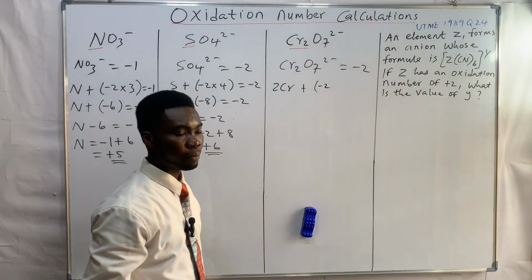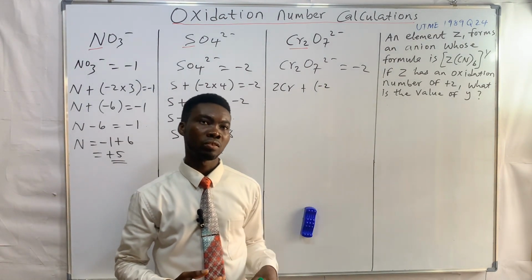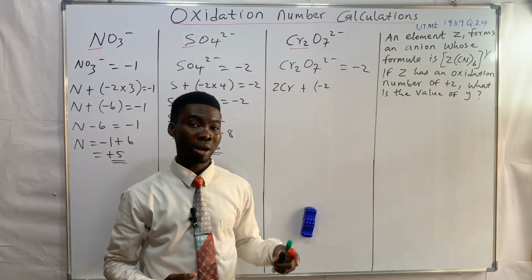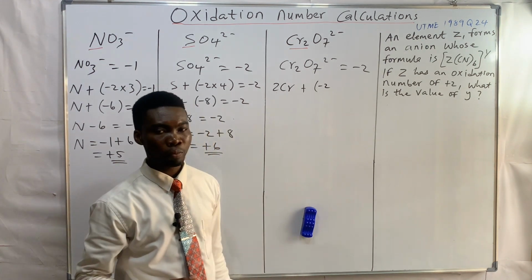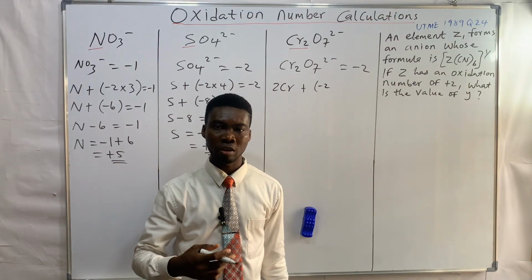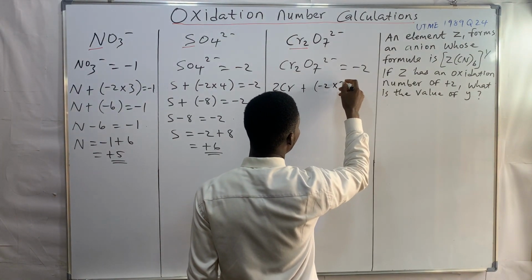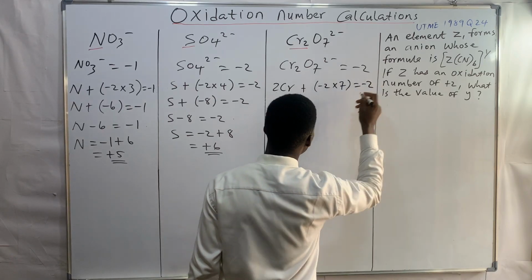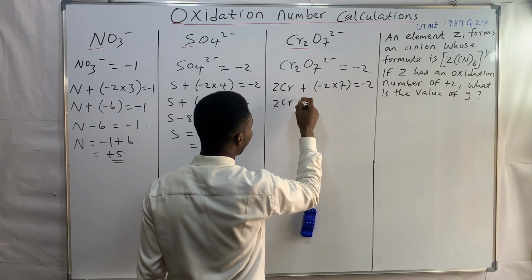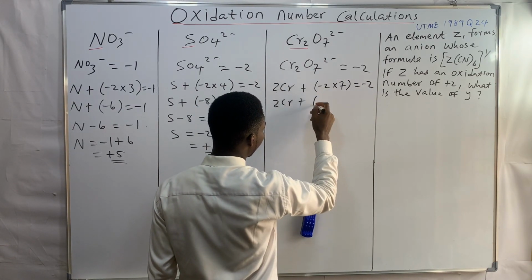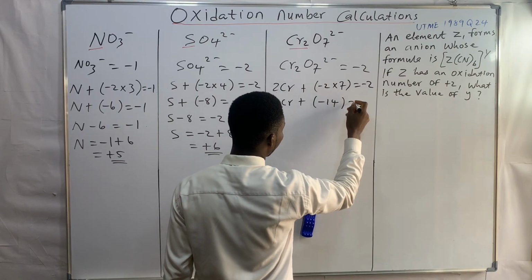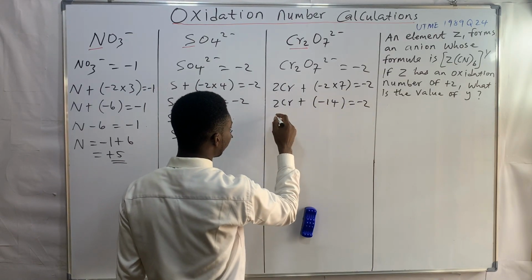Oxygen is minus 2, except in peroxide where the oxidation state is minus 1, and in superoxide where it is minus half. So 2 chromium plus minus 2 times 7, that's minus 14, equals minus 2. Plus minus is minus.